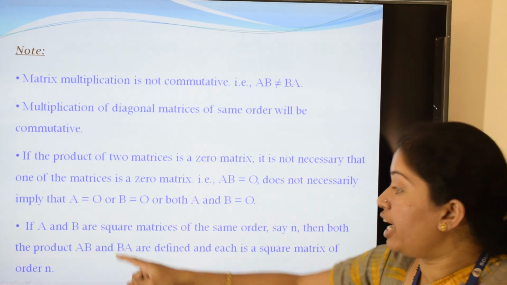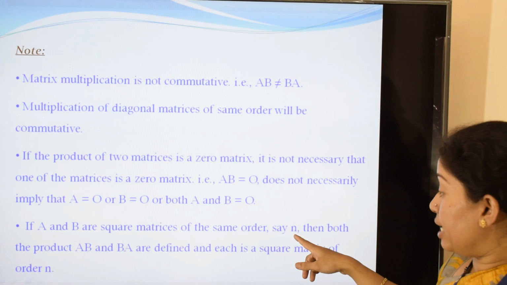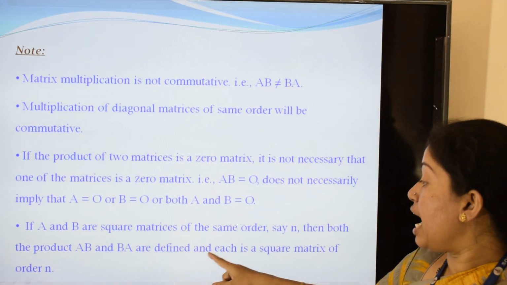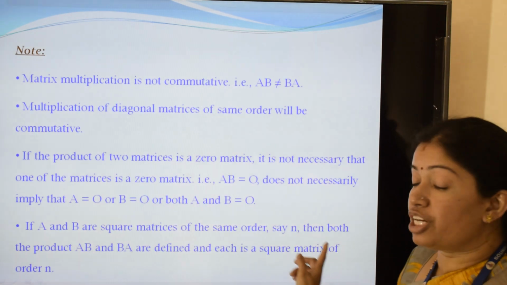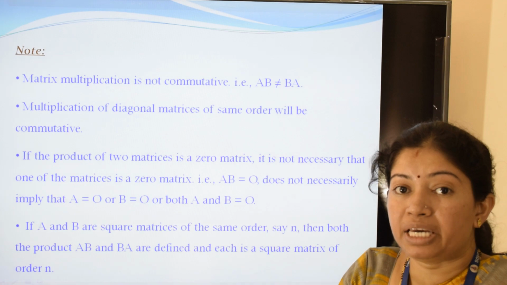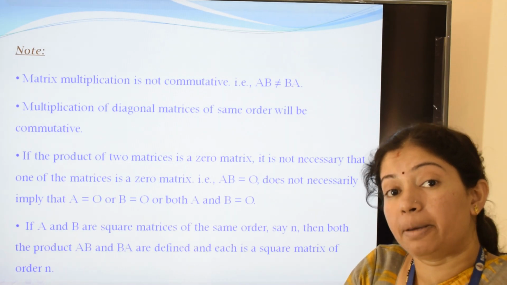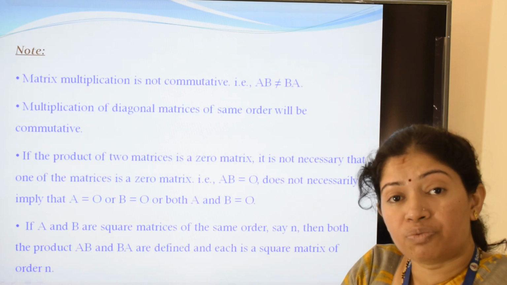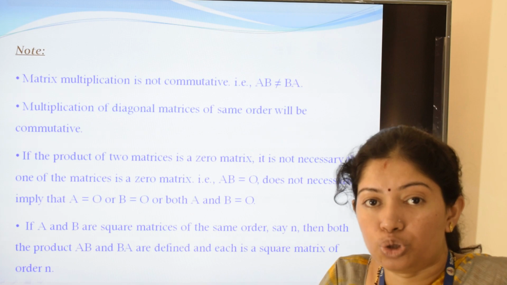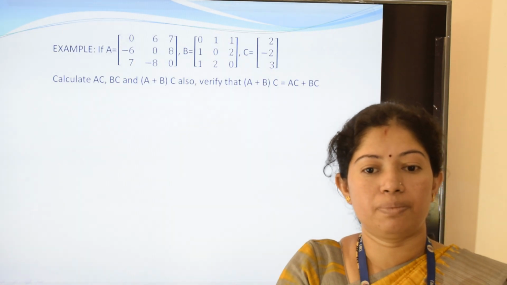The fourth point, if A and B are square matrices of the same order, say n, then both the products AB and BA are defined and each is a square matrix of order n. For example, if A and B are square matrices of order 2, then the products AB and BA both will be defined and both of them will be of order 2. Next, let us solve problems.